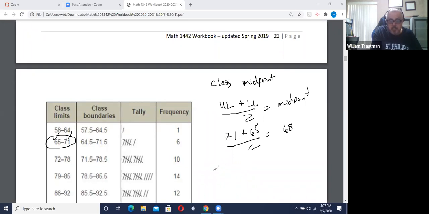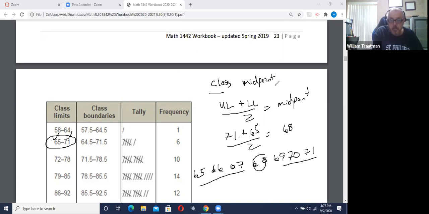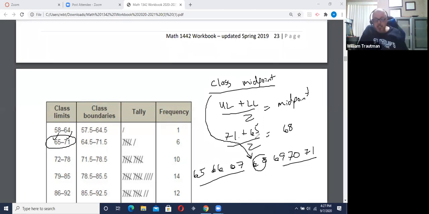In other words, let's put these in order from 65 to 71: 65, 66, 67, 68, 69, 70, 71. There are 3 numbers smaller than 68. There are 3 numbers larger than 68. The class midpoint is 68. Okay, so the class midpoint, the middle of that class, is 68.